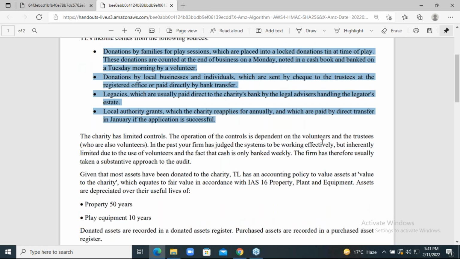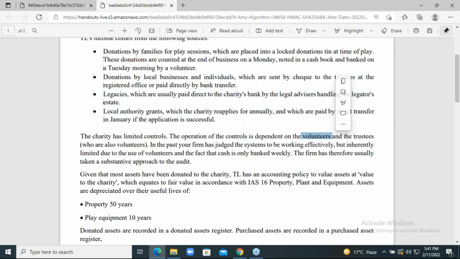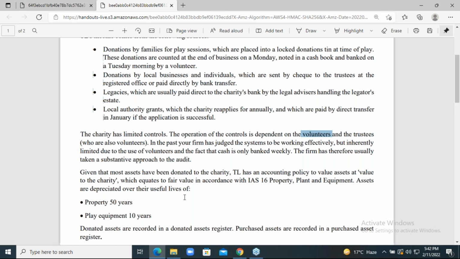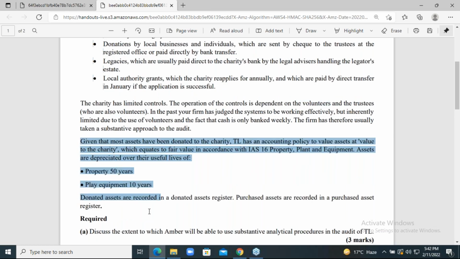They are dependent on volunteers. If you have read the book, you would be aware of the role of volunteers in local charities. And due to these volunteers and these non-formal or informal functions or operations of the organization, normally the control system of these charities is very weak and control risk is high. So this is important. Now this paragraph is very important. These lines are very important.